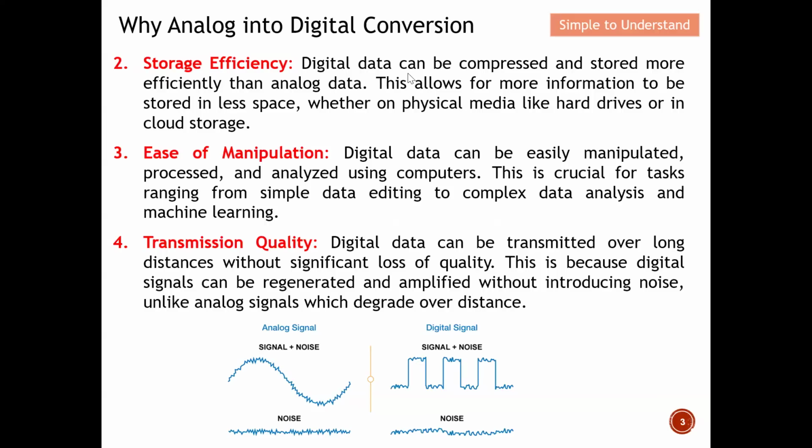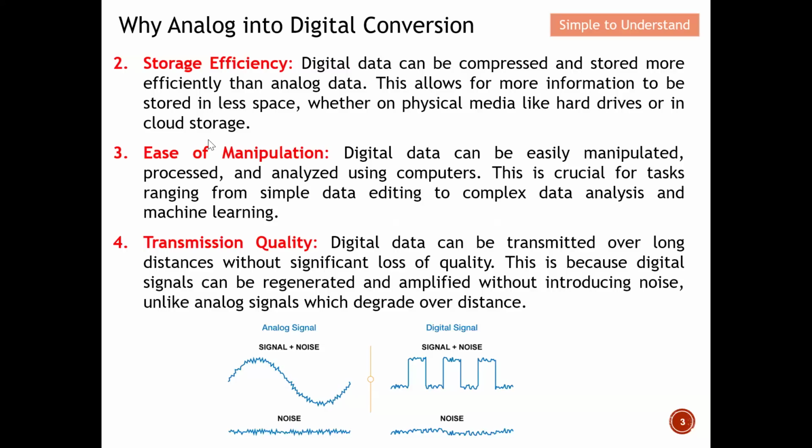The digital data can be compressed and stored more efficiently as compared to the analog data. This allows for more information to be stored in less space, whether on a physical medium like a hard drive or in cloud storage. So basically, this is the second reason.